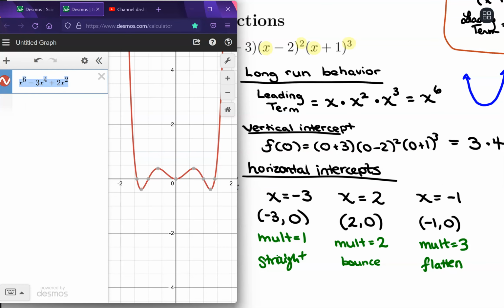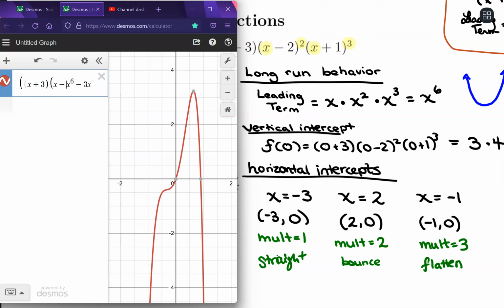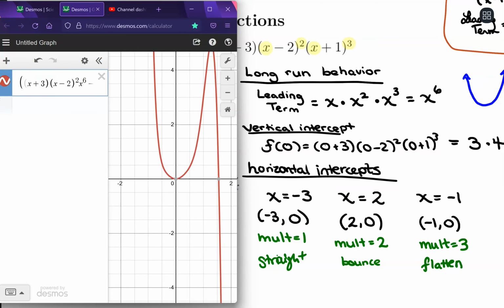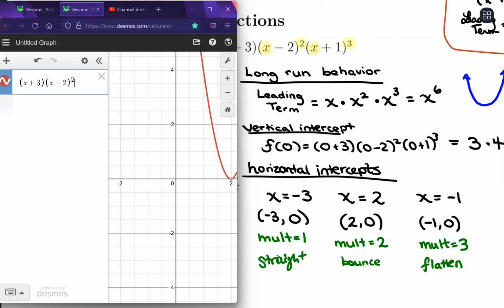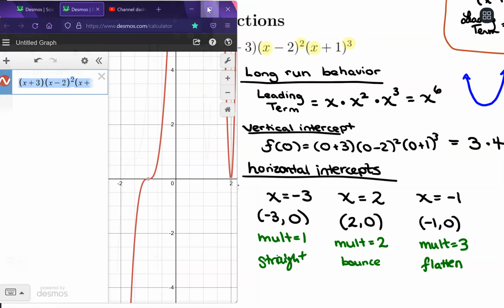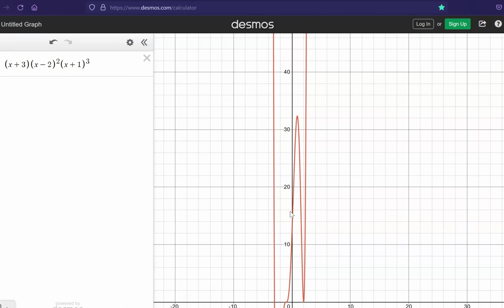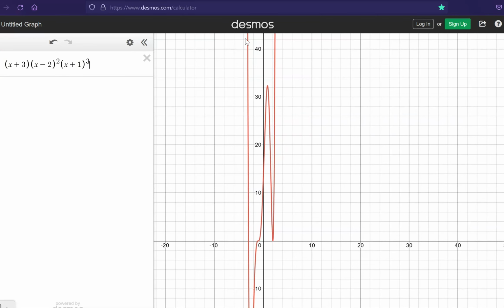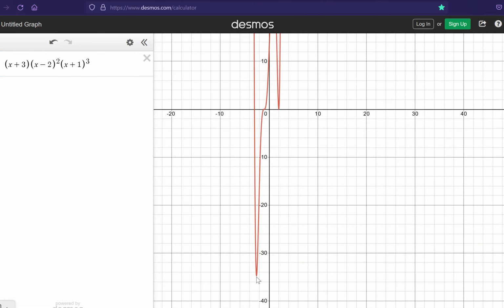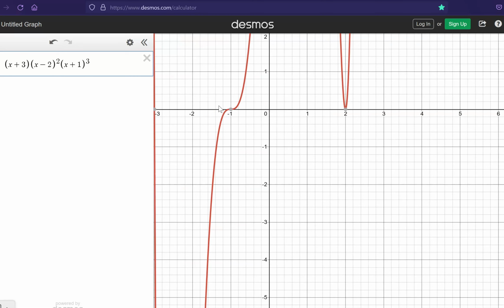All right, so this was x plus 3, x minus 2 squared, and x plus 1 cubed. All right, so I'm going to zoom out a little bit. All right, so we come down from positive infinity. We go through -3, 0, straight through. Or actually, our turning point is like way down at -35. But we didn't hit that, but that's totally okay. We turn, come up, and then this is where we flatten across -1, 0.